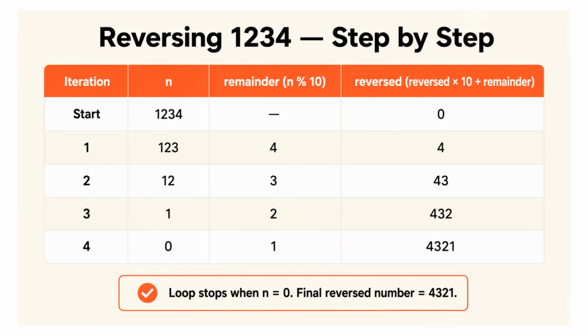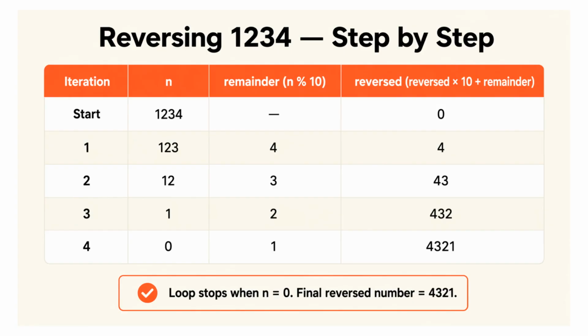Okay, this is the visual that's going to make everything click. Let's actually reverse the number 1234 together, step by step. At the start, our number n is 1234, and reversed is 0. Empty, nothing built yet. Loop runs for the first time. We grab the last digit of 1234, which is 4. Then reversed becomes 0 times 10 plus 4, which is just 4. And n shrinks from 1234 down to 123. Loop runs a second time. Last digit of 123 is 3. Reversed becomes 4 times 10 plus 3, which is 43. And n shrinks to 12.